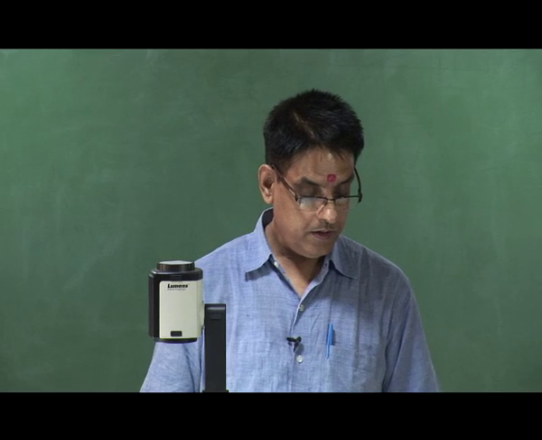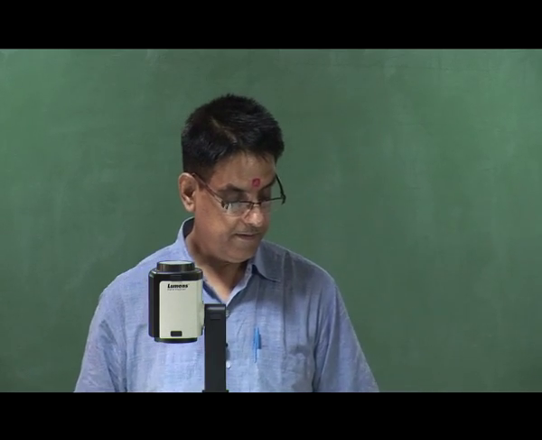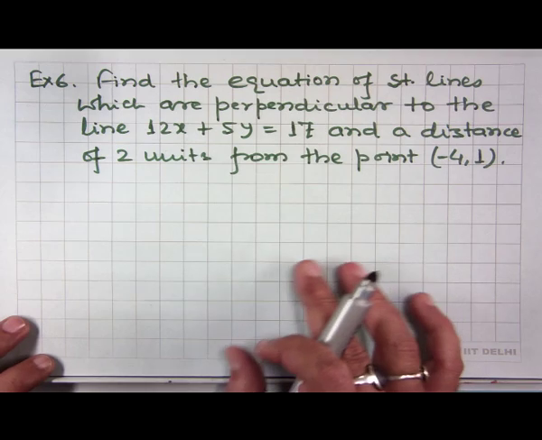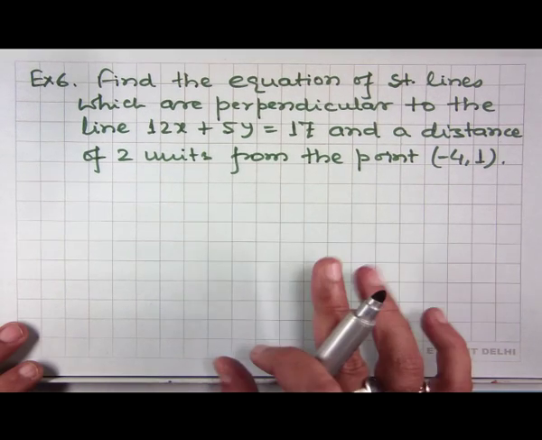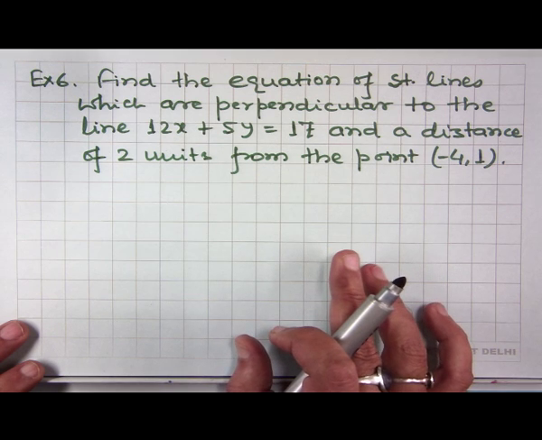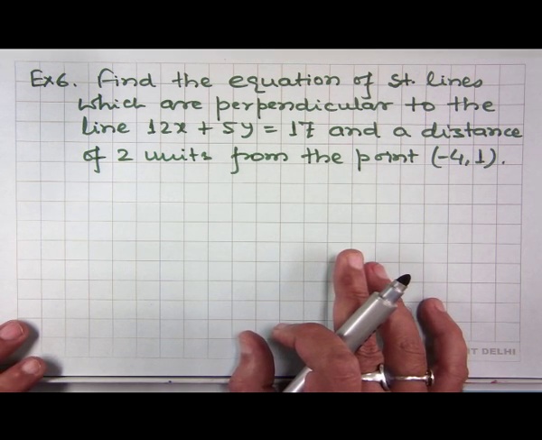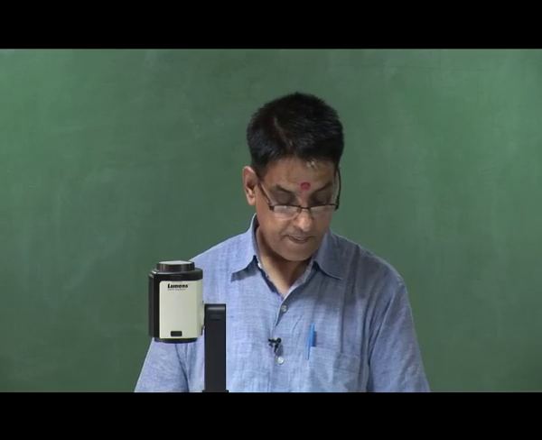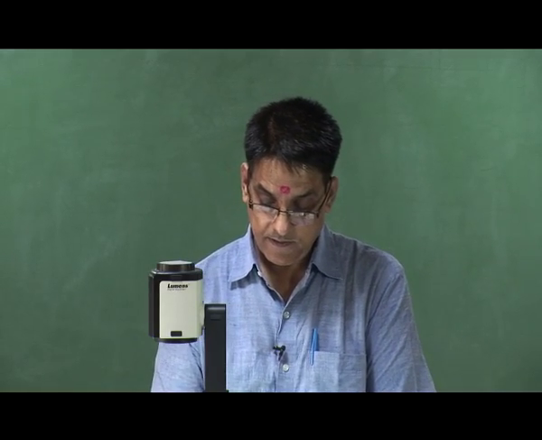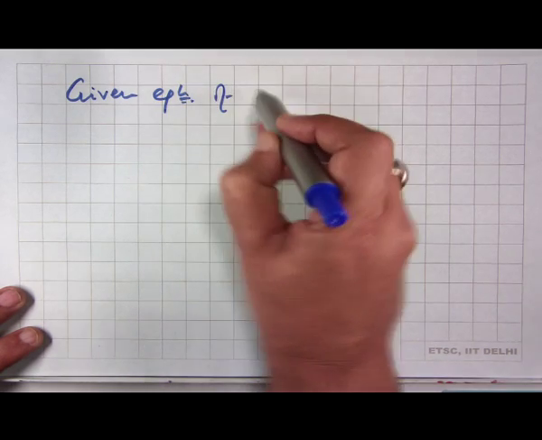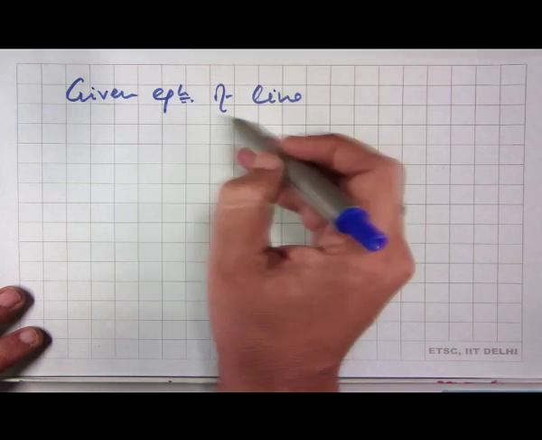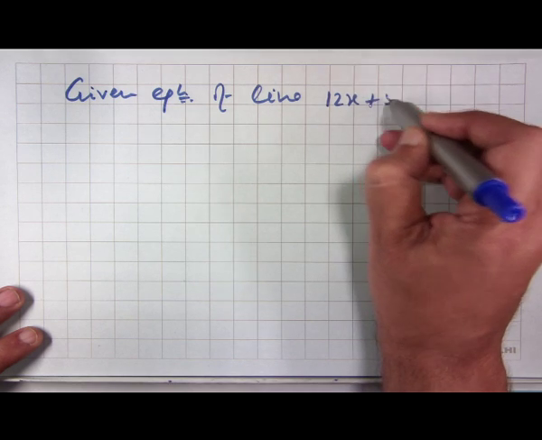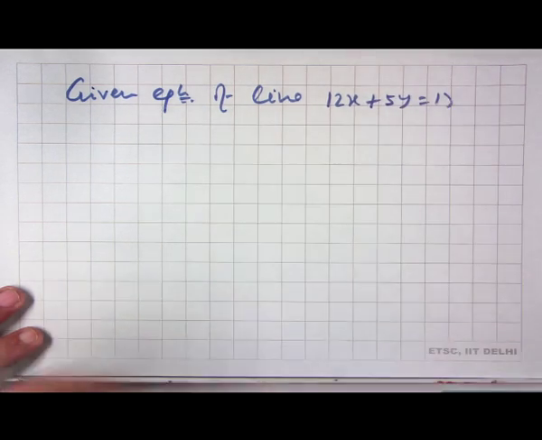Now we have another example: find the equation of the straight line which is perpendicular to the line 12x + 5y = 17 and at a distance of 2 units from the point (−4, 1). So the given equation of line is 12x + 5y = 17.